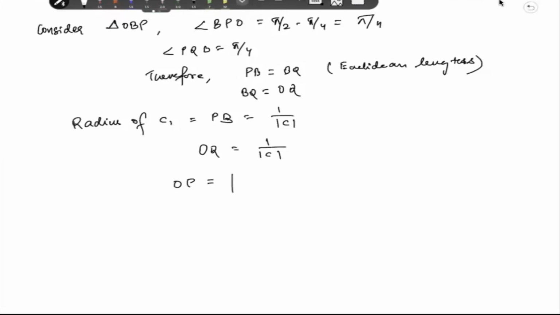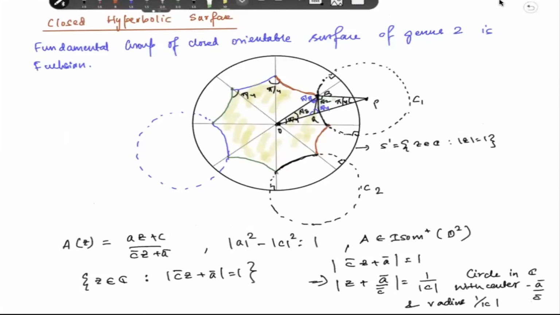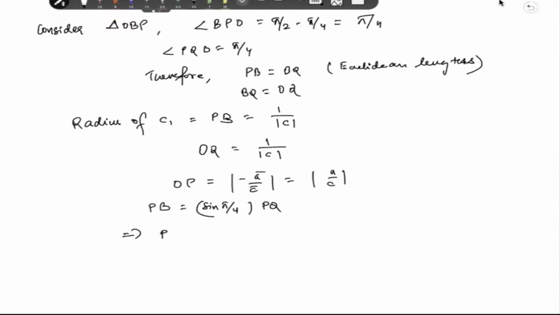So OP is equal to your minus A bar by C bar. So this is equal to mod of A by C. And also note that this PB is equal to sine pi by 4 times PQ, because we have this right angle triangle at B. So PB equals sine pi by 4 times PQ. That will imply that PQ will be equal to PB by sine pi by 4. So this is equal to OQ root 2, which is equal to 1 by mod C root 2.